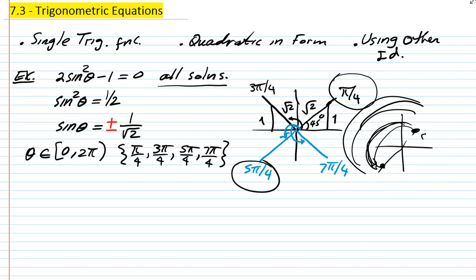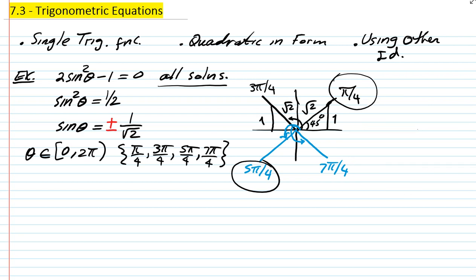Well, we can put all this together in terms of multiple rotations around the circle. Therefore, the solution for theta is pi over 4 plus k pi. That picks up everything, and all the subsequent rotations around the circle at pi over 4 and 5 pi over 4.